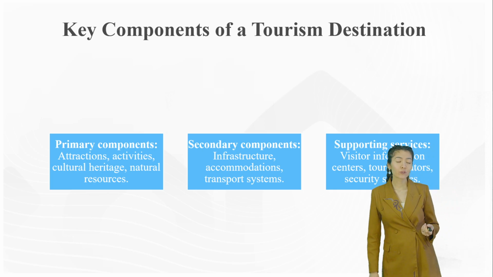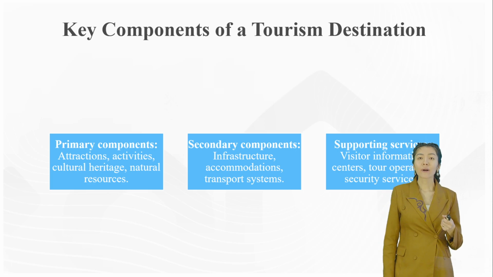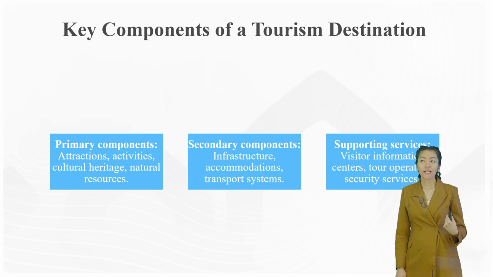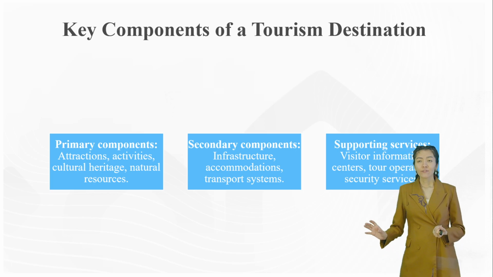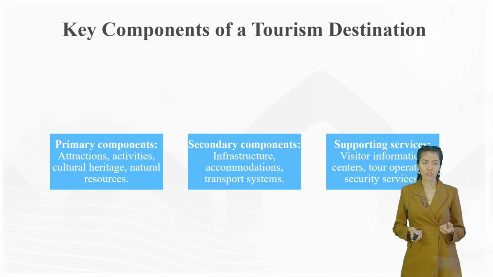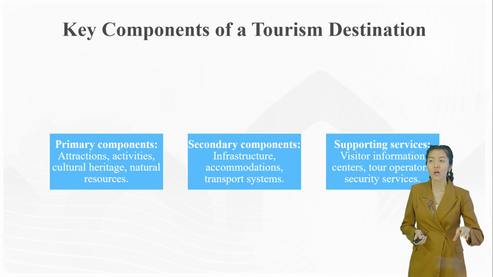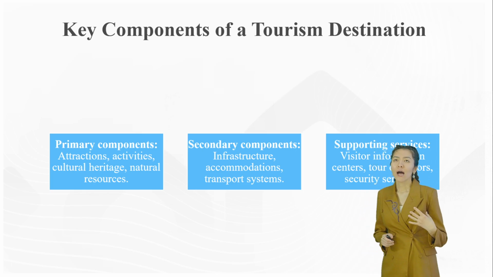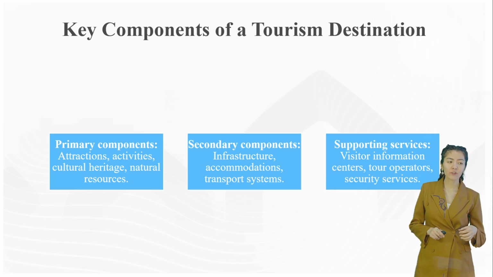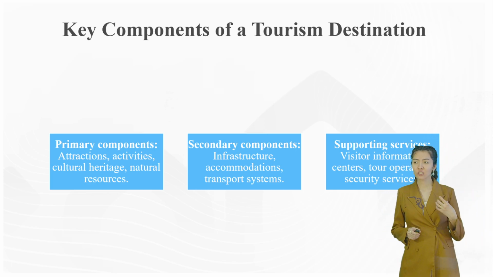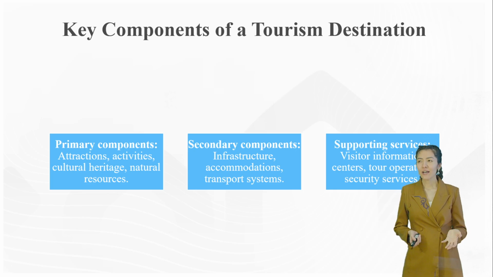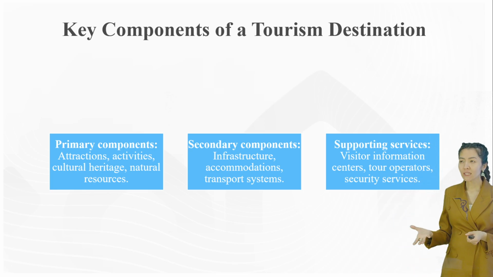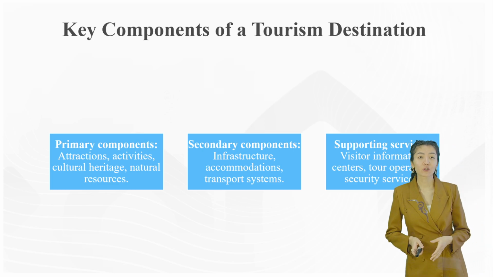The key components of a tourism destination are, firstly, primary components. What are they? Attractions, activities, different cultural heritage, infrastructure, and also natural resources. Those are the primary components of tourism destinations. Secondly, secondary or additional components, which include infrastructure, accommodation, transportation systems, etc. And finally, supporting services. It means visitor information or visitor center, tour operators, security services, etc.